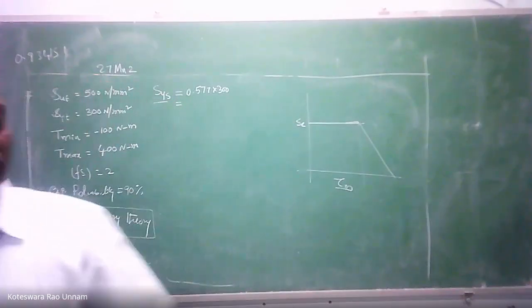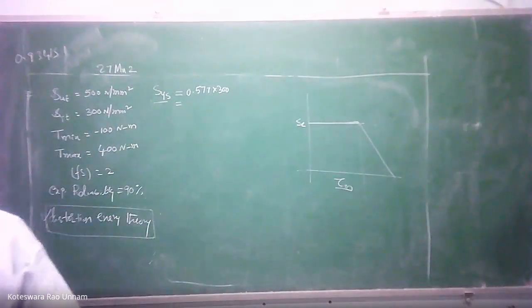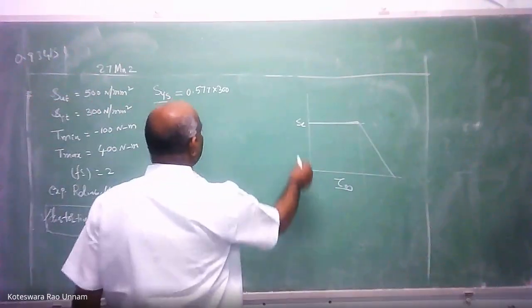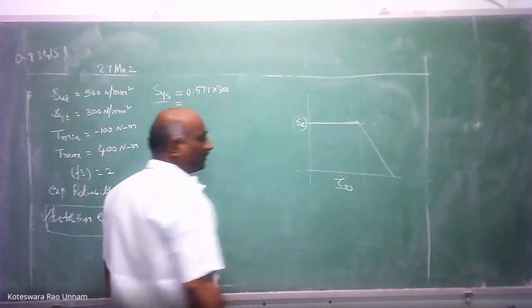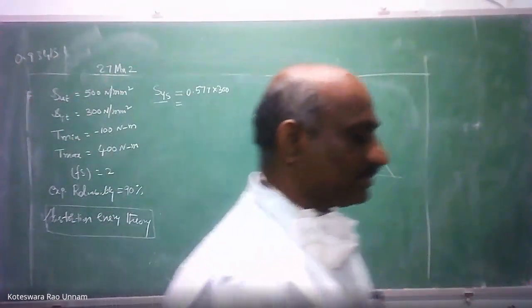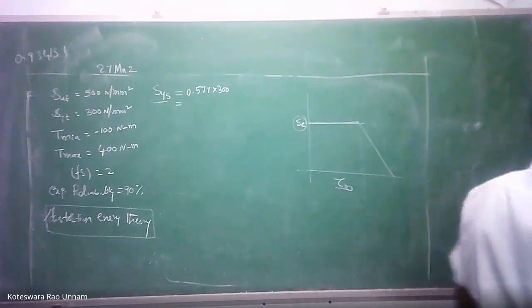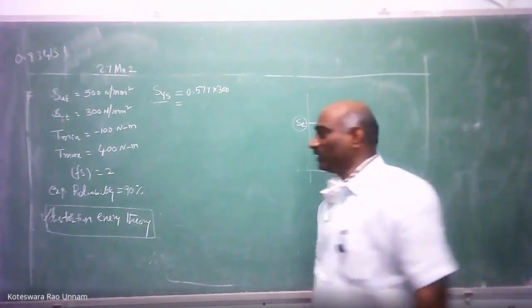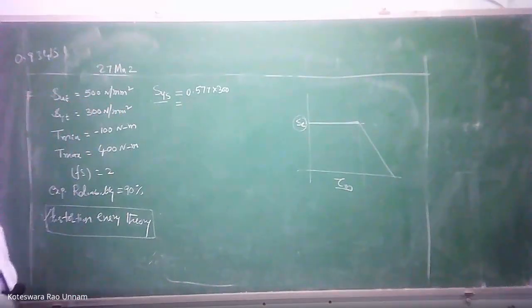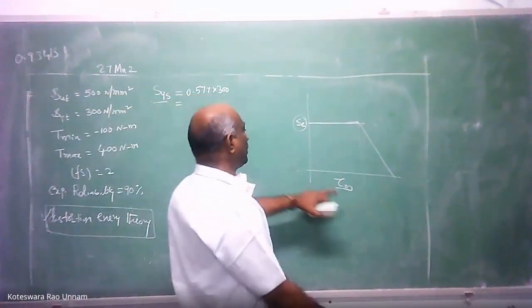So whenever there is a problem on torsional shear stress, you need to take your design criteria, as we already discussed in an earlier class. Only SE is going to be the failure criteria if you want to consider the fatigue load. Or if you want to calculate the static failure, then you have to consider tau m as well as tau a.